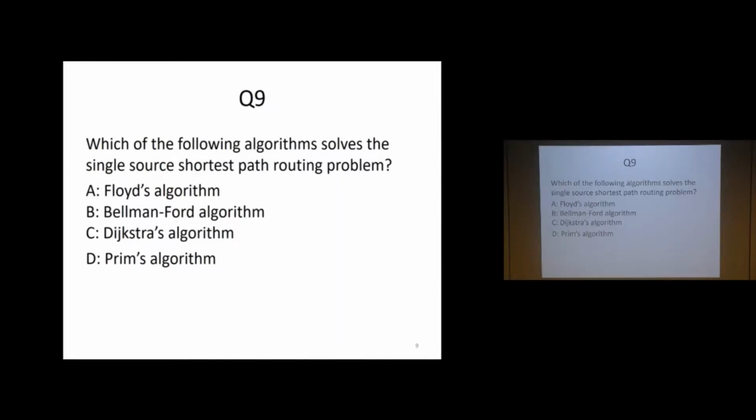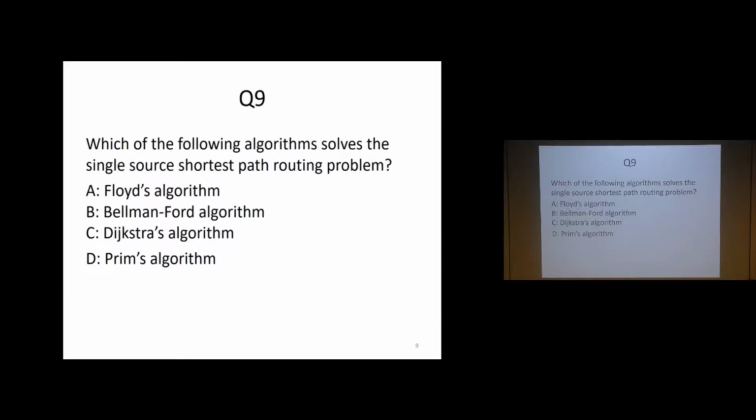Which of the following algorithms solves the single source shortest path routing problem? Yes, we should know this, right? We only studied one of these algorithms. Which one did we study? We studied Dijkstra, right? So yeah, Dijkstra is the algorithm to find the shortest path in a graph rooted at some node. I call it source.